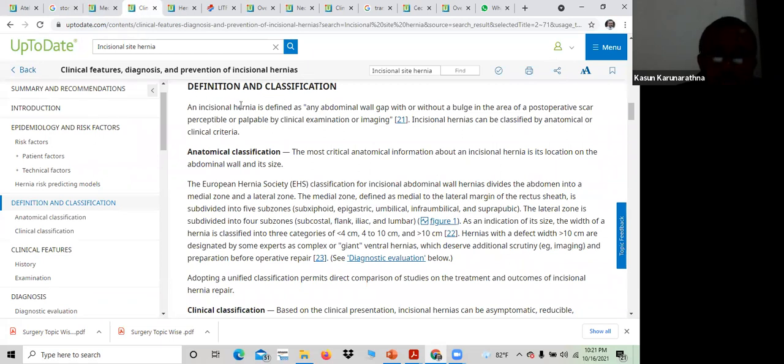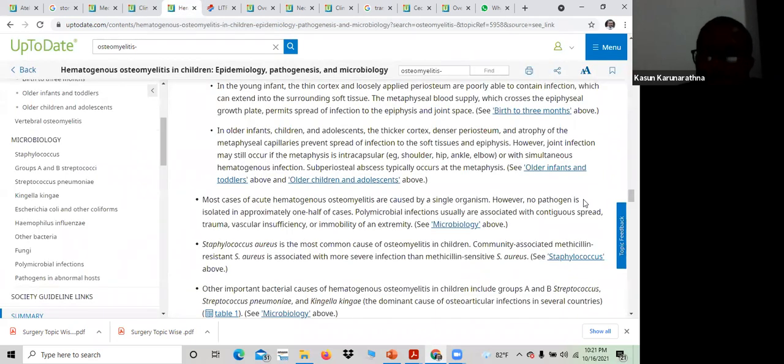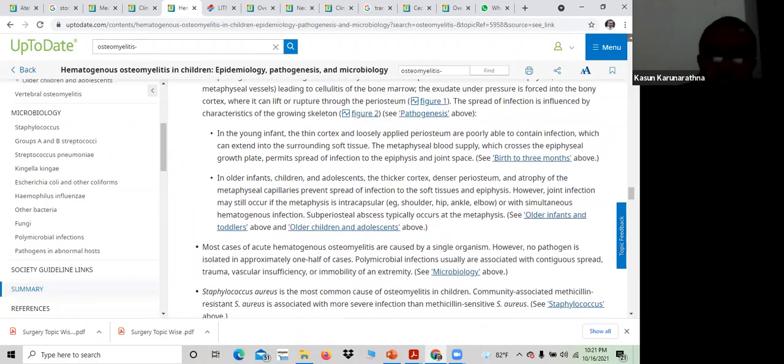This is the incisional hernia classification definition, up to date. Any abdominal gap with or without a bulge in the area of the postoperative scar, detectable on palpation or clinical examination. Right? Then what is this? Yes, osteomyelitis.